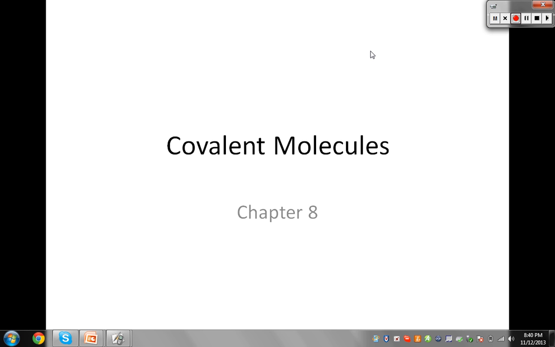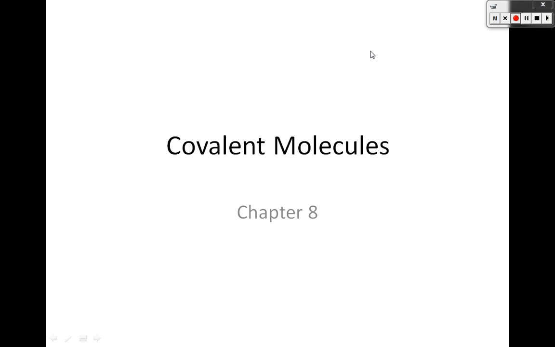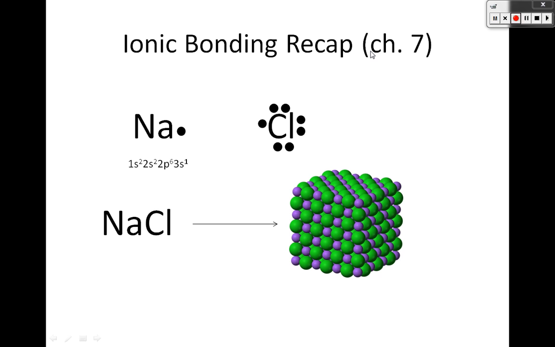This is Covalent Molecules, which is Chapter 8 in your book. First, I want to do a quick recap of ionic bonding, which is in Chapter 7 in your book. So, in ionic bonding, you have two atoms, a metal and a nonmetal, so for example, sodium and chlorine.